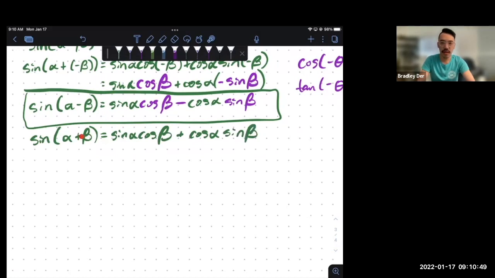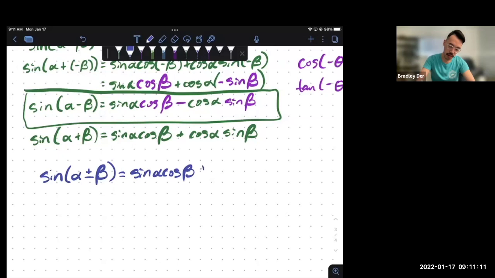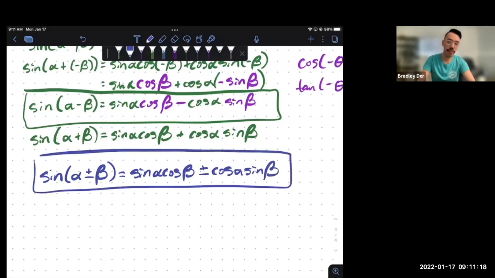You might notice that they're exactly the same, except one has subtraction, this is addition, right? So we just represent this all together in one formula by writing sine of alpha plus minus beta is equal to sine alpha cosine beta plus minus cosine alpha sine beta. And that just gives us an all-in-one formula for sum or difference. We don't have to memorize two different things.